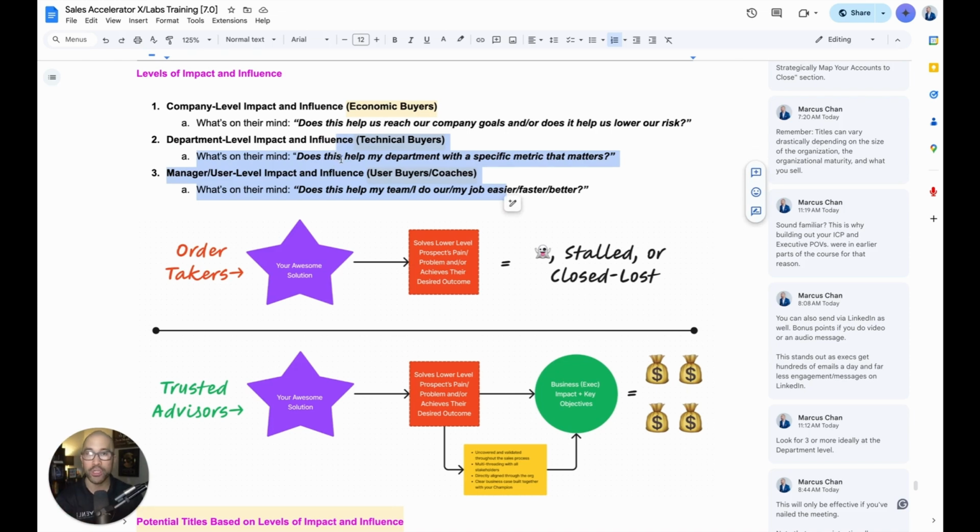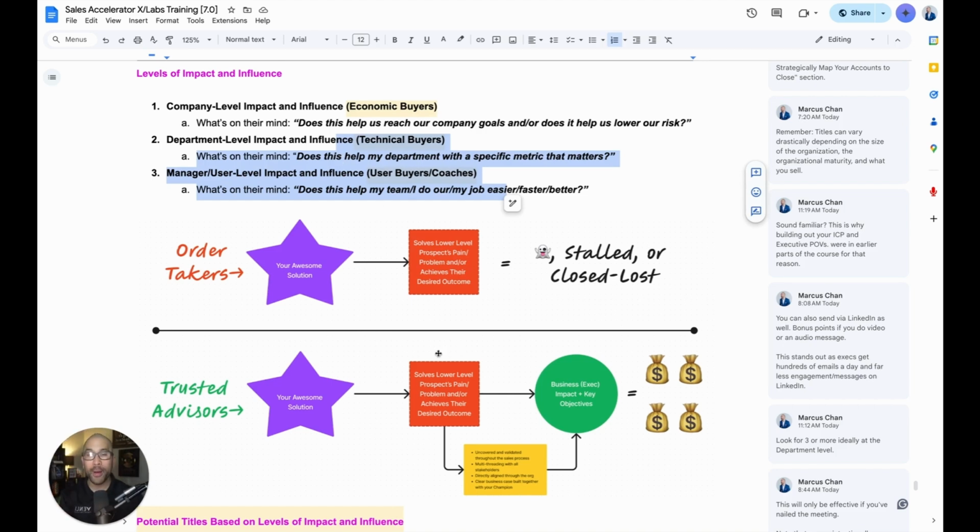So if you've lost deals because your champion says something like, hey, this isn't a priority because my boss said so, or, hey, our company is shifting priorities to something else, right? Or, hey, our CFO said we're going towards this instead. That tells you that you did not bridge it well enough to their overall company goals and initiatives, right?